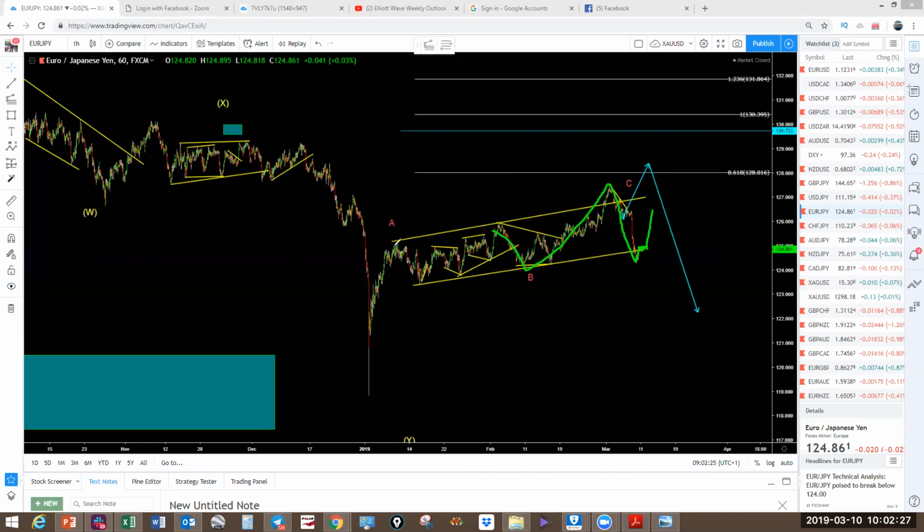So the structure you have here is that this would have been your corrective structure. This would have been your C wave. This would have been your A wave. So it's a move like this. A pulse, a correction, and another pulse. Now it looks like you're reversing.